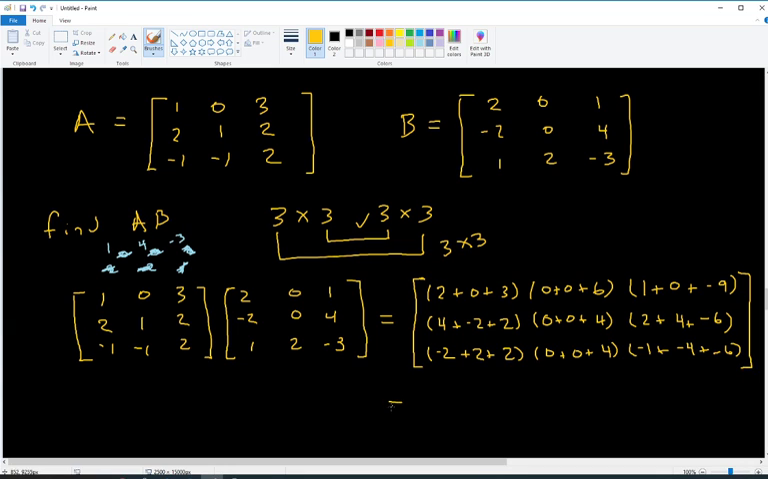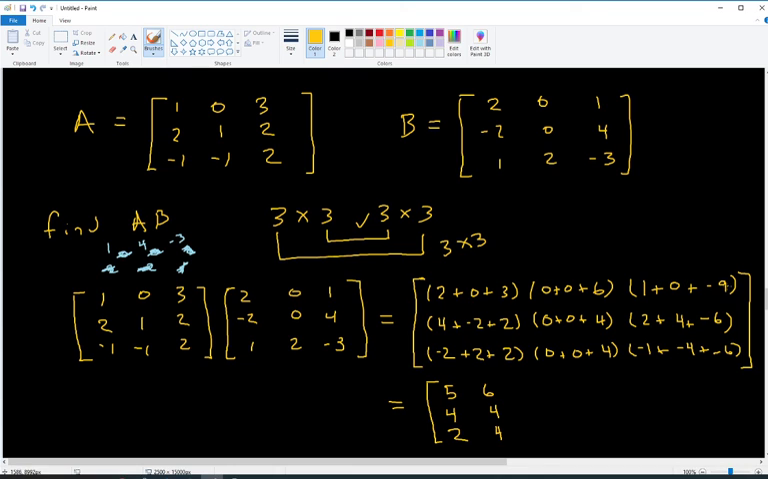Now we just add these up, and we'll get the 3 by 3 back that we're supposed to. Let's see, 2 plus 0 plus 3 is 5. 4 take away 2 is 2, plus 2 is back to 4. Negative 2 plus 2 is nothing, plus another 2 is 2. 0 plus 0 plus 6 is 6. Then we get 0 plus 0 plus 4. 0 plus 0 plus 4.